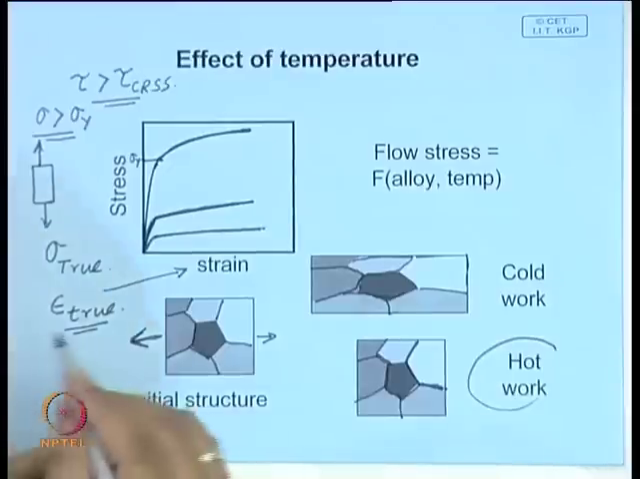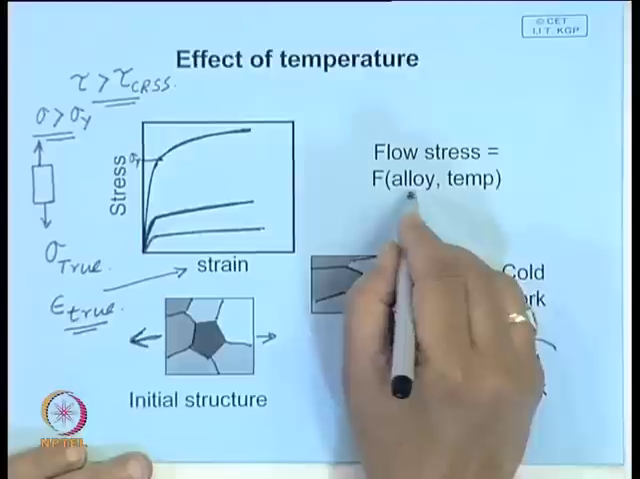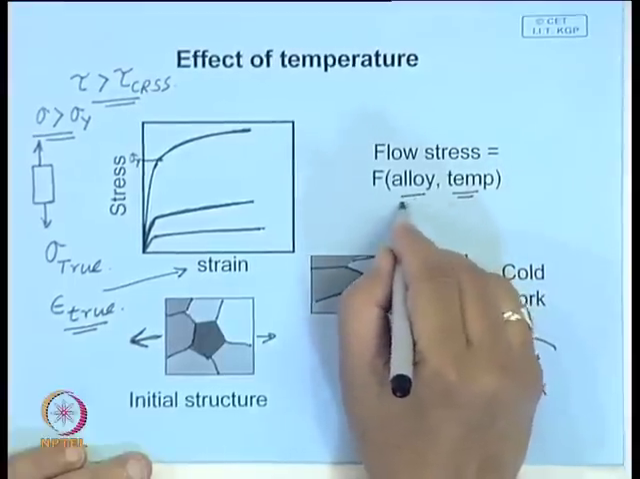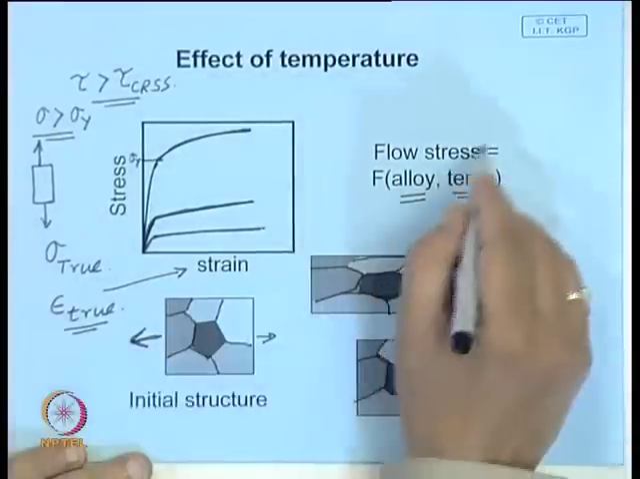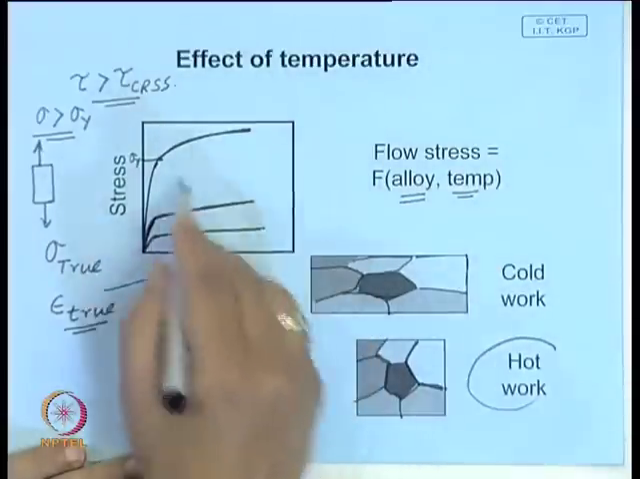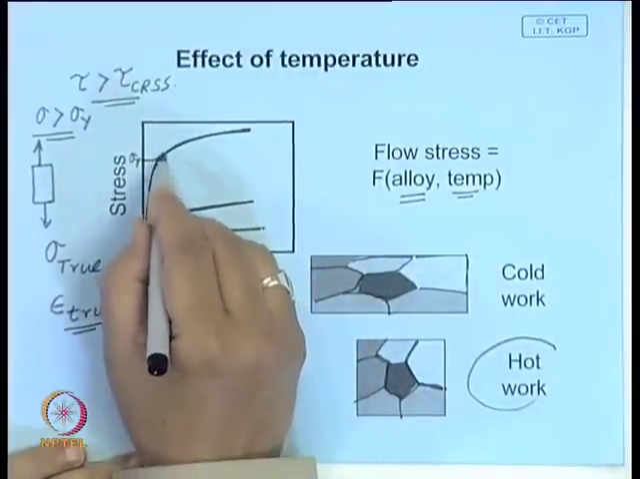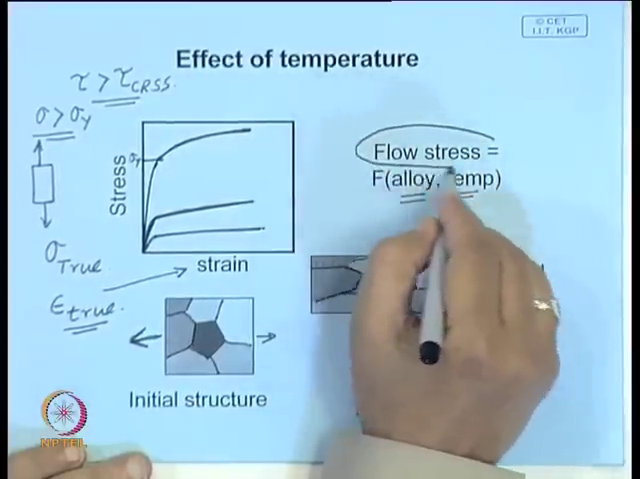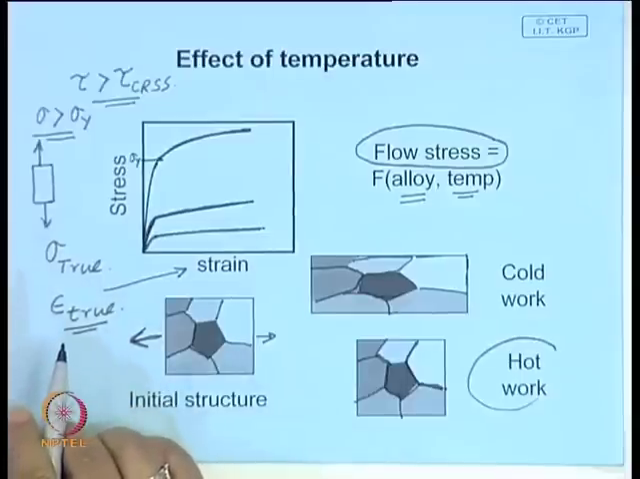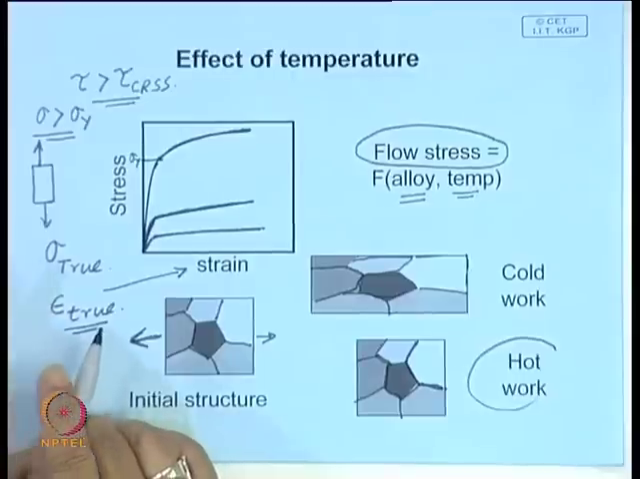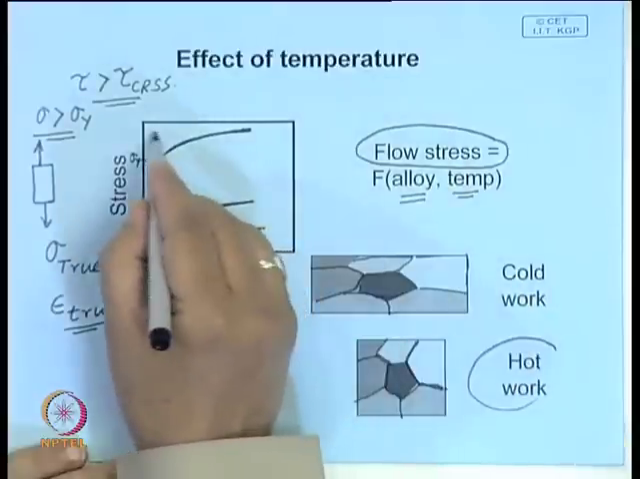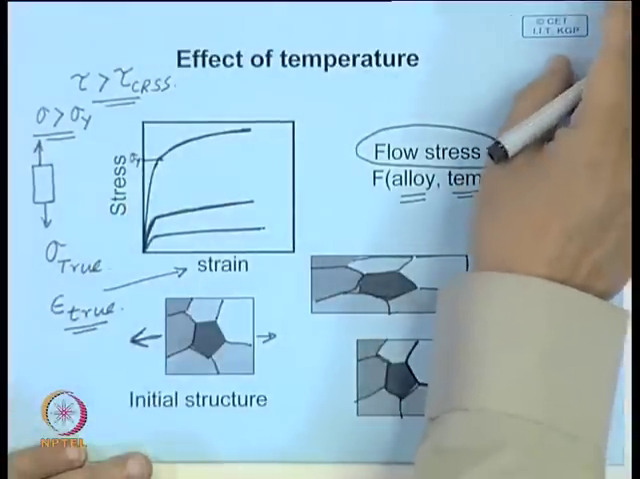And it will also depend on the temperature at which you are giving the deformation. It will also depend on the alloy which you are working with. In case of metal working, we do not talk about yield strength or UTS. We talk about a stress called flow stress. This is the stress at which material flows easily, and lower the flow stress, better is its workability or formability. And we will see how to find out flow stress later.